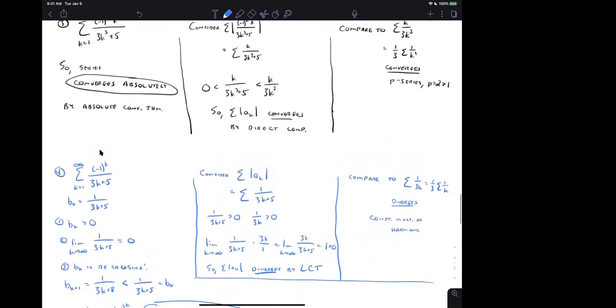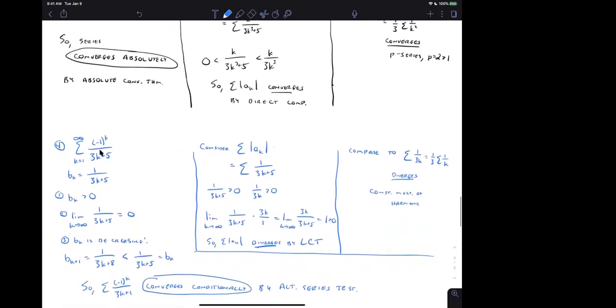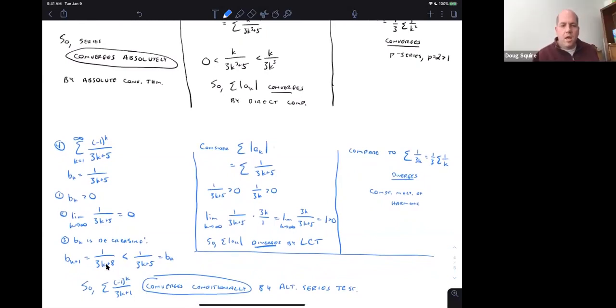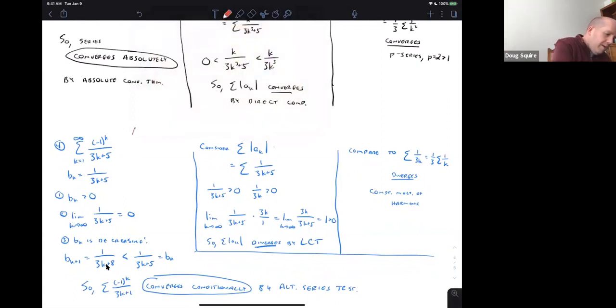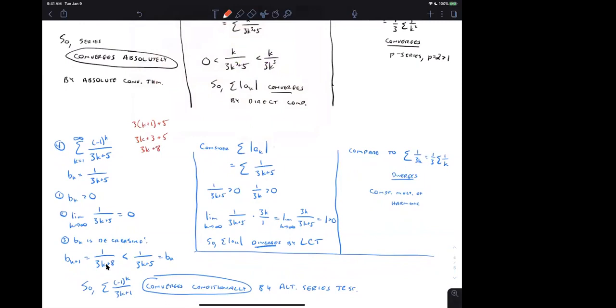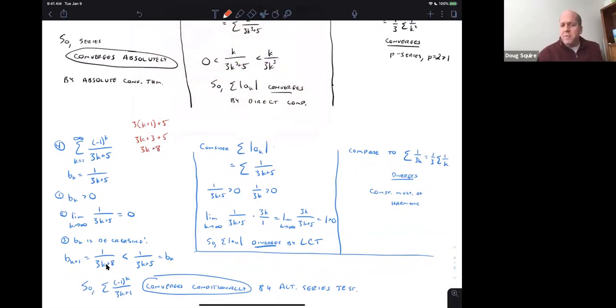Yeah, Doug. Sure. Where you did b_k is decreasing, and then you did b_(k+1) equals 1 over 3k plus 8, how'd you get 8? Because I'm replacing the k with k plus 1. So I'm doing 3 times k plus 1 plus 5, which is then 3k plus 3 plus 5. And that's where I'm getting 3k plus 8. Oh, okay. Does that make sense? Yeah. Thank you. Yeah, no problem. Does everybody follow that, where I'm getting that 3k plus 8? That's good. Other questions?